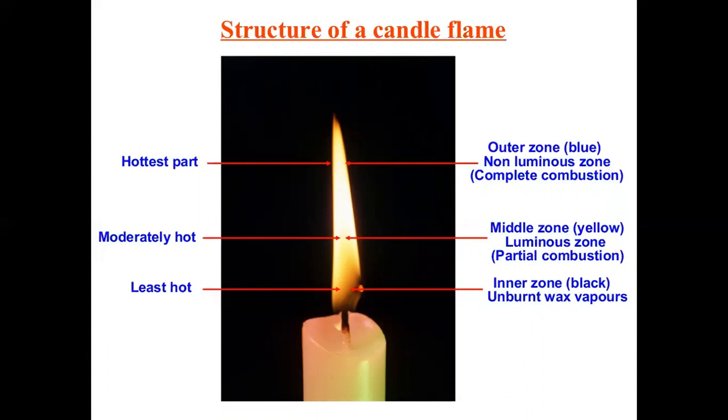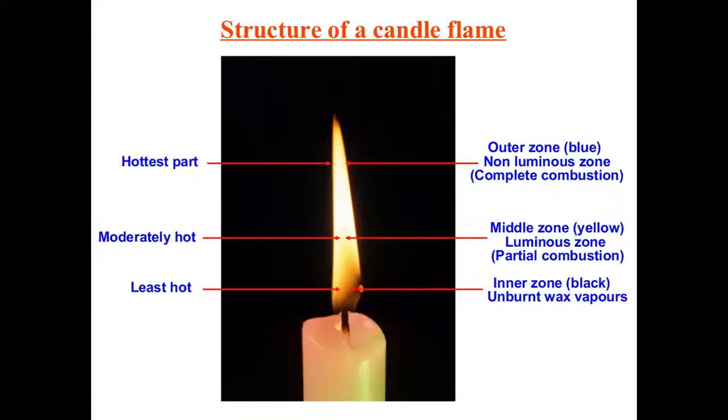So here we have discussed the three zones of the candle flame. First is the outer zone, blue color, complete combustion takes place, and another name is the non-luminous zone. Second is the middle zone, and third is the innermost zone.